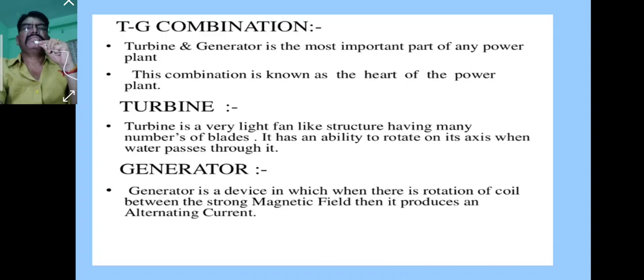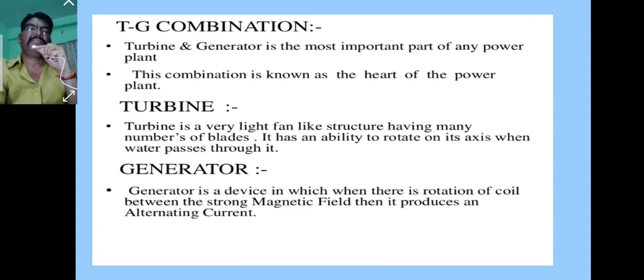The TG combination, that is the turbine generator combination. Turbine and generator are the most important part of any power plant. This combination is known as the heart of the power plant. Now, what is actually a turbine? Turbine is a very light fan-like structure having many blades. It has the ability to rotate on its axis when water passes through it.